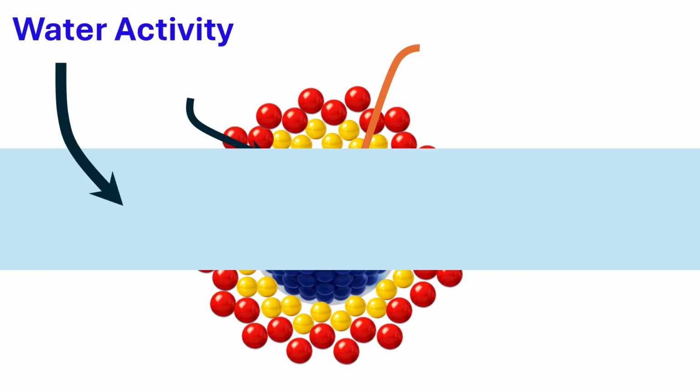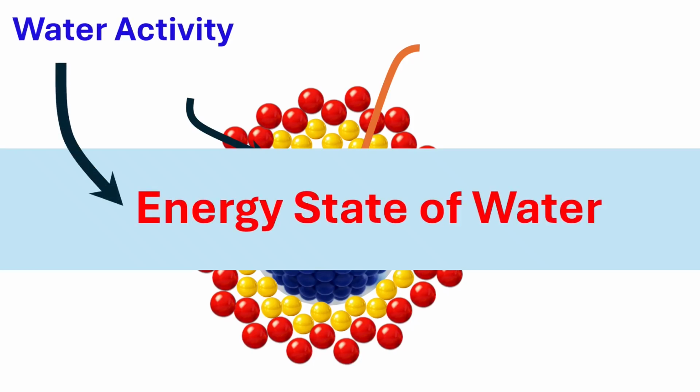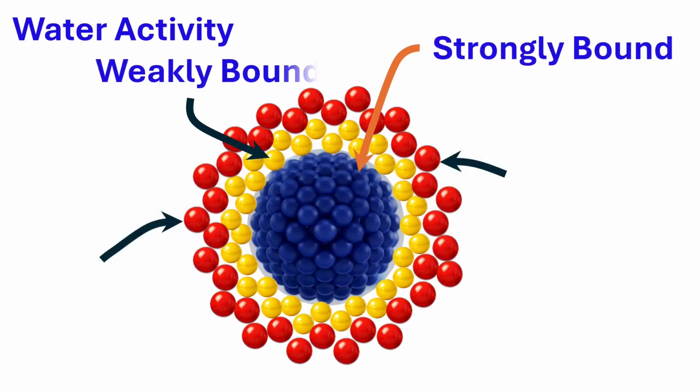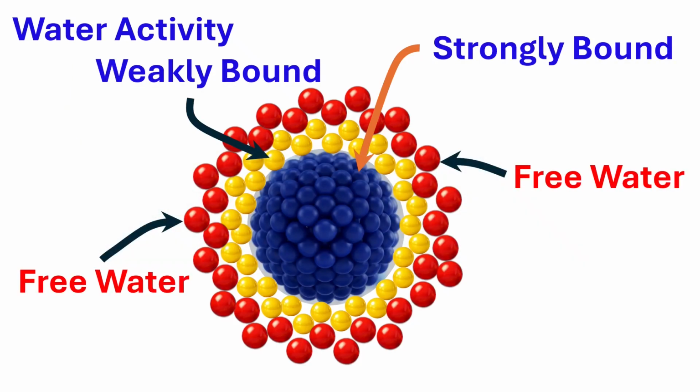If you want to process, preserve, and determine the stability of a food, then a food scientist or engineer would ask first, what is the water activity of food? We could explain it through a metaphoric diagram. Water activity indicates the energy state of water, that is, strongly bound water, weakly bound, and free water.